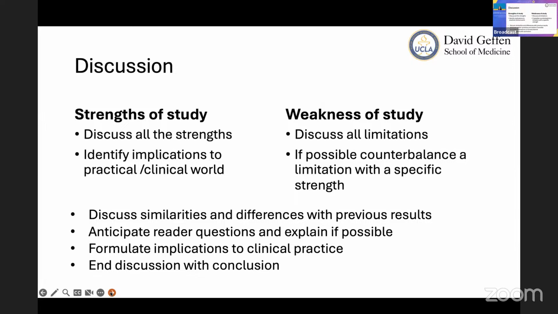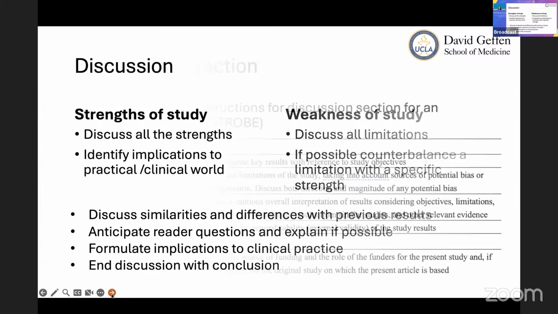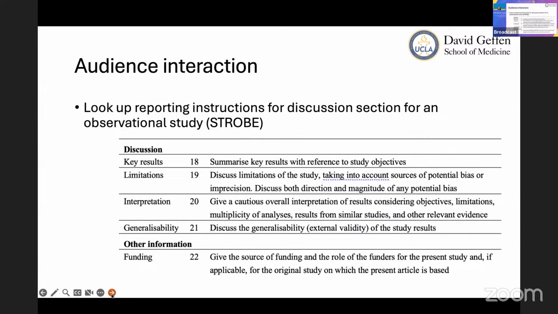And always formulate implications for clinical practice, because why do we care? What difference does it make for us in clinical practice? And always end the discussion with a conclusion, so that you can say, okay, this is what we think, and don't make overarching conclusions. Again, I'm not going to ask you, but this is the STROBE, which was for observational studies. You can see the results and what the items are. They do talk about limitations, interpretation, generalizability, and then you also have to include funding and other information in your writing.